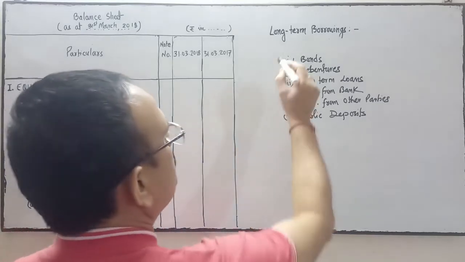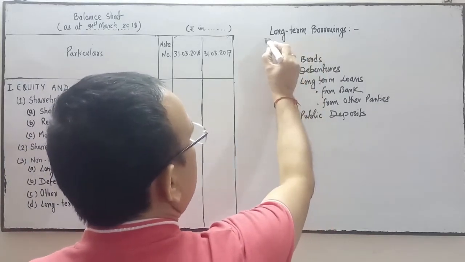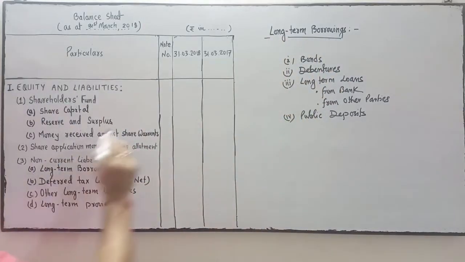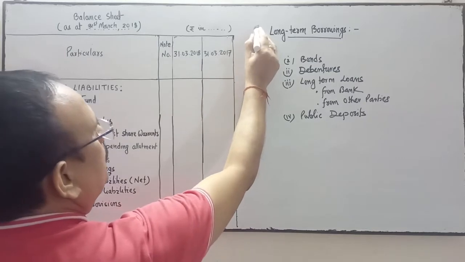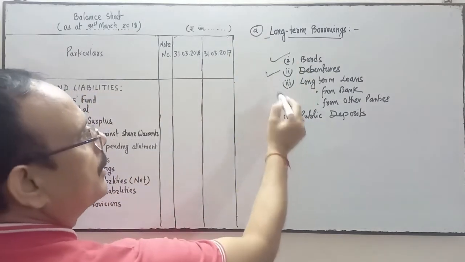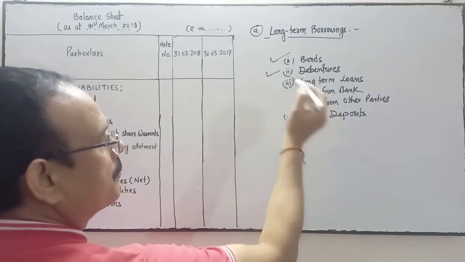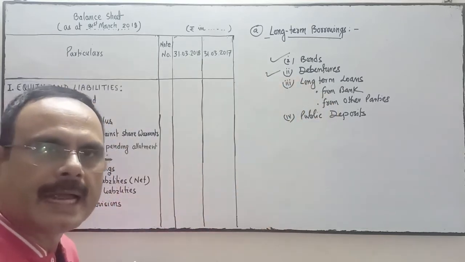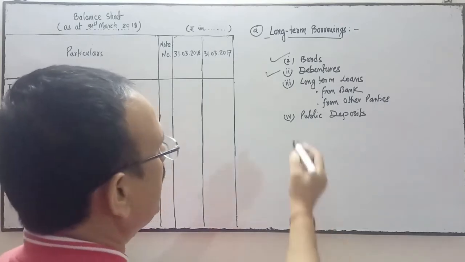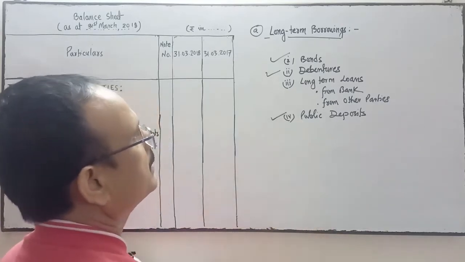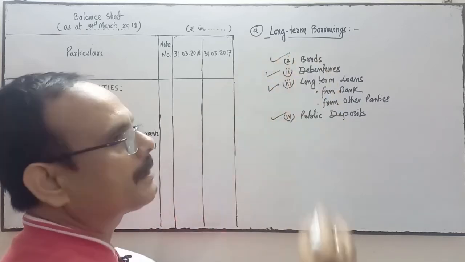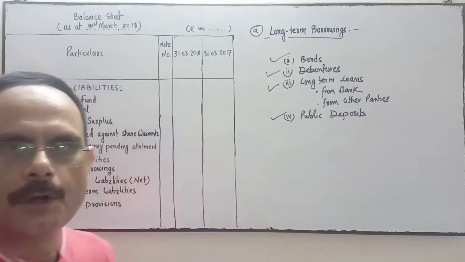So examples of non-current liability: number one is long-term borrowings. Under A, long-term borrowings: bonds, debentures, long-term loans, whether the loan is taken from a bank, financial institution or other source, and public deposits. These come under long-term borrowings.